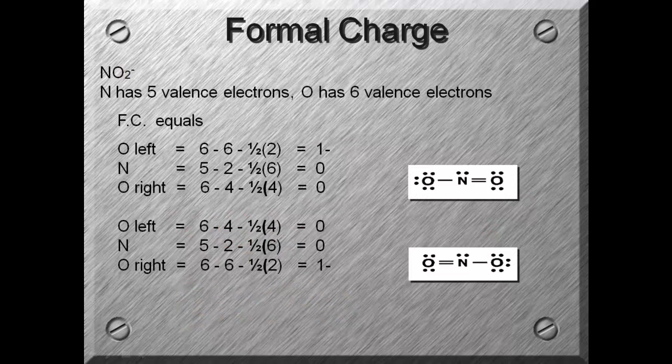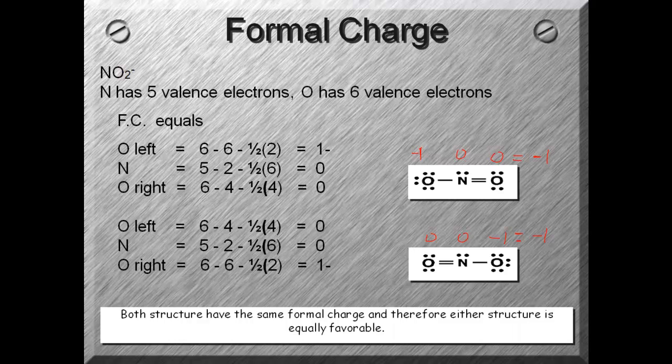Let's take a look at the nitrite ion. In nitrite, we can see that it's NO2 minus 1. Nitrogen will have 5 valence electrons. Oxygen will have 6. So the formal charges, for the one on the left, if we drew the structure like this, are -1, 0, 0. And here, this would be 0, 0, -1. You'll notice that when you take the formal charges and add them up, it equals the overall charge of the compound.